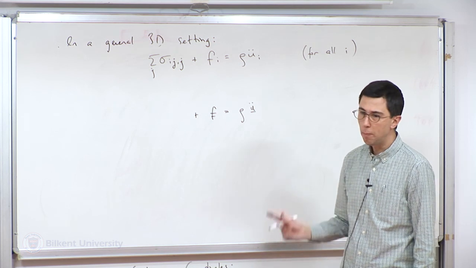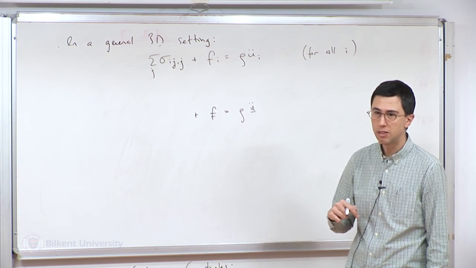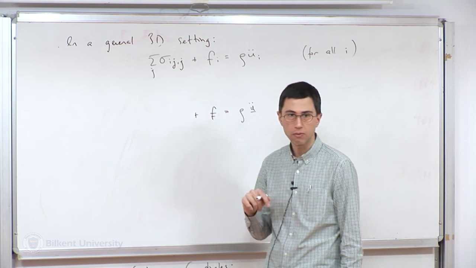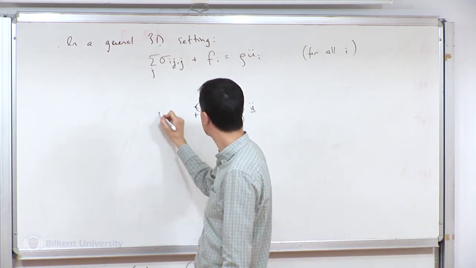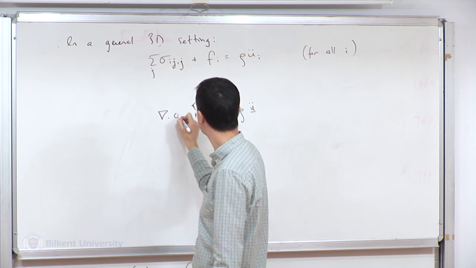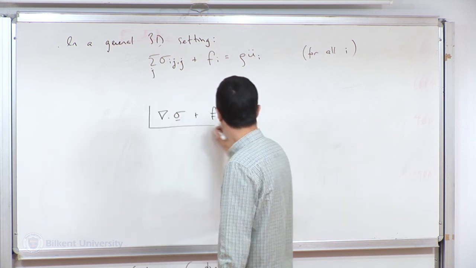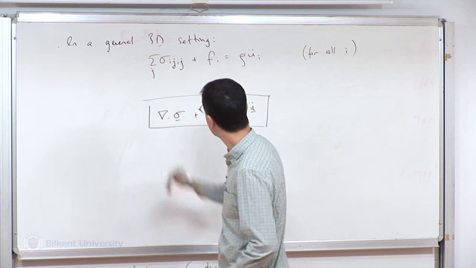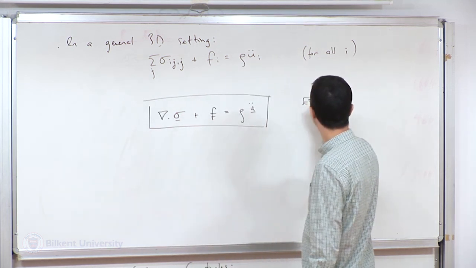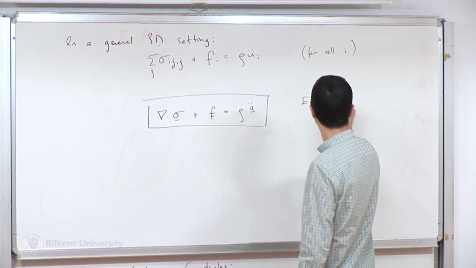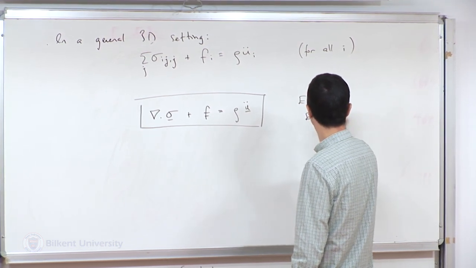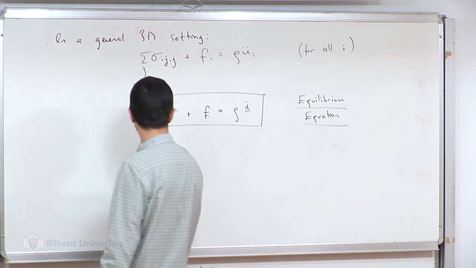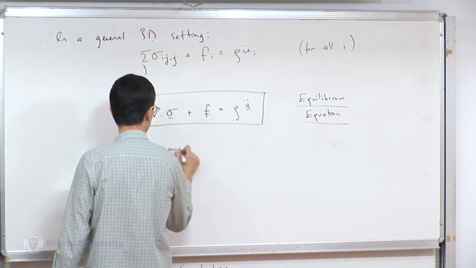And now if you go back to the very first lecture and look at the definition for the divergence of a matrix, that's exactly what it is. So this is the divergence of stress. And this is our equilibrium equation. And it's correct for any coordinate system.